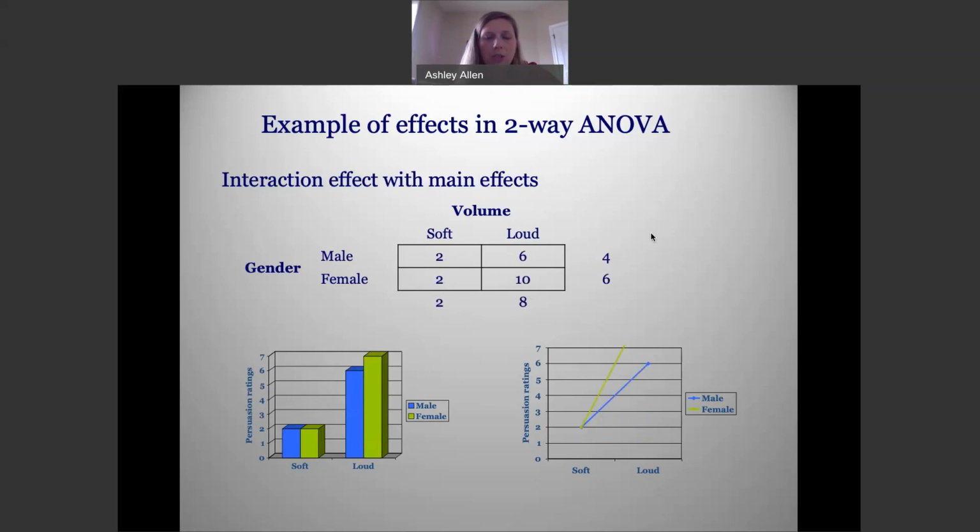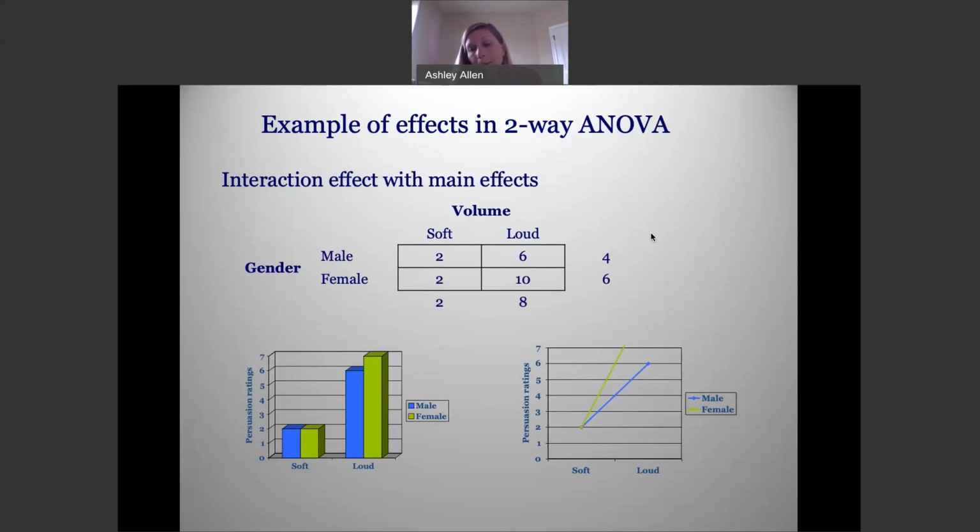Okay, so let's start with the main effect of gender. So if I'm talking about the main effect of gender, I'm looking at the marginal means for males versus females. So that's my 4 versus 6. And that would just tell me that females are more persuaded than males. Okay, because females have a 6 and males have a 4. My main effect for volume, I'd be looking at a 2 versus an 8. So I would conclude that people are more persuaded by loud commercials than soft commercials.